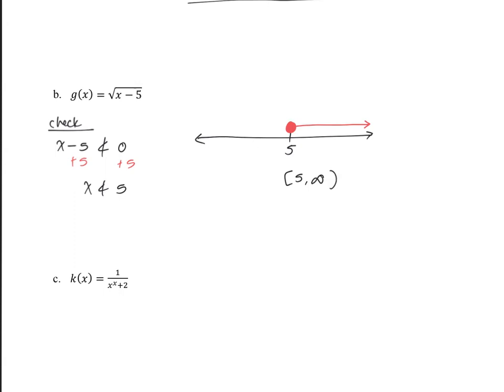You could always check that by picking a random number. How about 5? If I plug 5 into this, I get the root of 5 minus 5, which equals root 0, and the square root of 0 is 0. We have no problem. You could also pick a number from the problem area, let's say negative 4. If I plug that in, I get the square root of negative 4 minus 5, which is the square root of negative 9, an imaginary number, which we can't have. From some small testing, it checked out. So that is our answer.